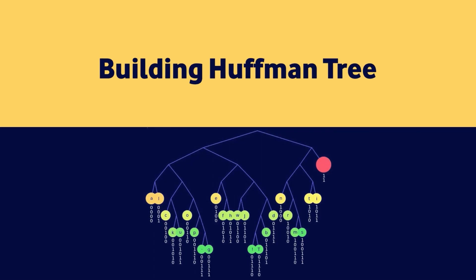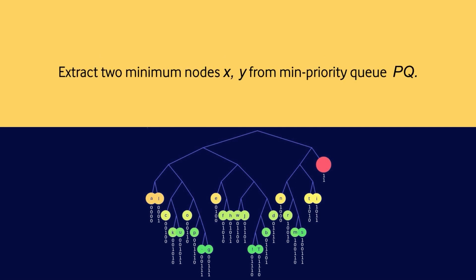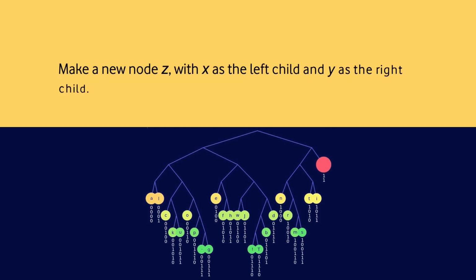Now, how are we going to build the tree? Extract two minimum nodes x, y from the min priority queue PQ, and make a new node z with x as the left child and y as the right child. So, x is the smaller node and y is the larger node. So, we are making x and y the left and right children of this particular node.